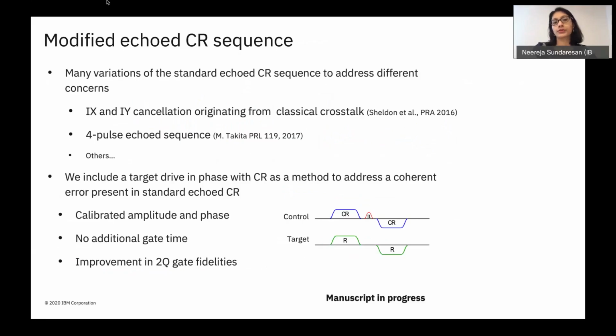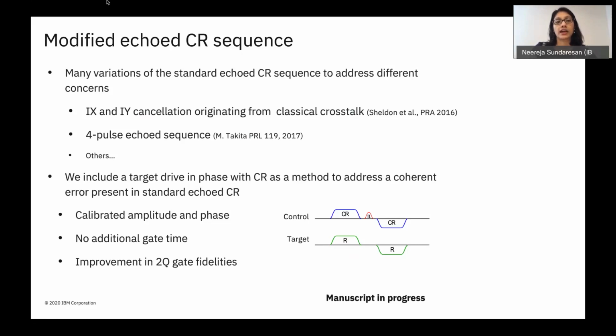So I mentioned that we're using a modified cross-resonance gate. There have been many variations over the years to the standard CR sequence designed to address various issues, such as classical crosstalk, for example. In scaling to larger and larger systems, we have begun to introduce a target drive in phase with and simultaneous with the control pulse, in order to address some of the coherent error that's present. And so this is an additional amplitude and phase calibration.